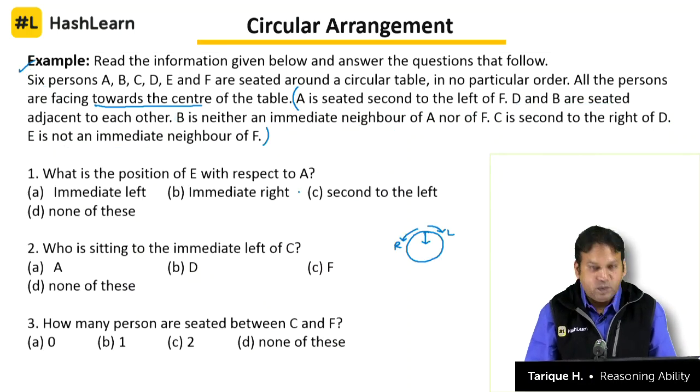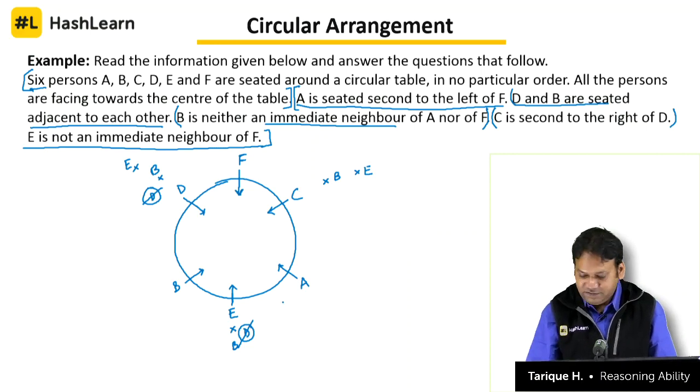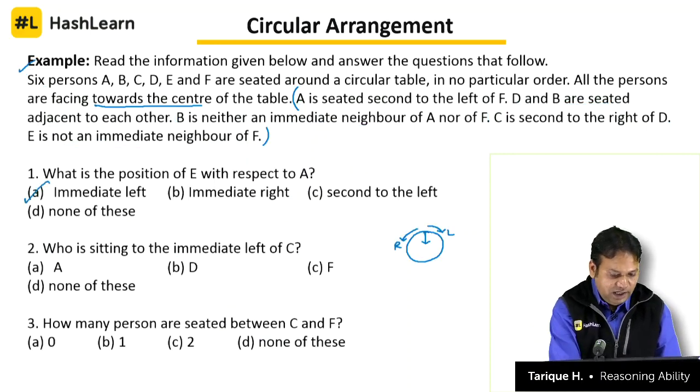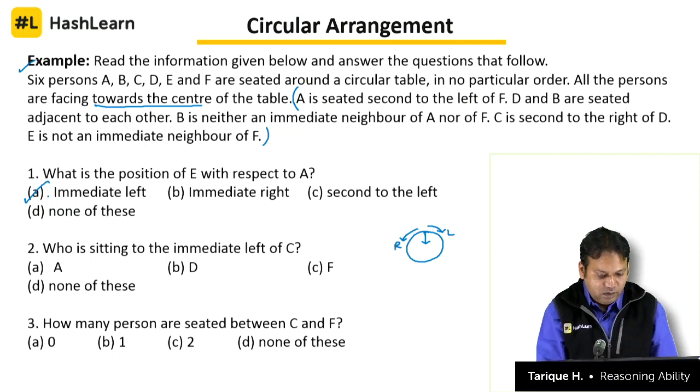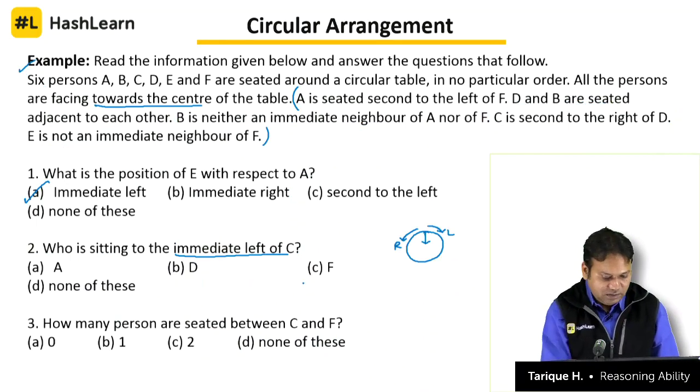Let's look at question number 1. What is the position of E with respect to A? So let's look at E with respect to A, that's immediate left. So answer will become A. And who is sitting to the immediate left of C? C is here, immediate left of C is A. So the answer becomes A.